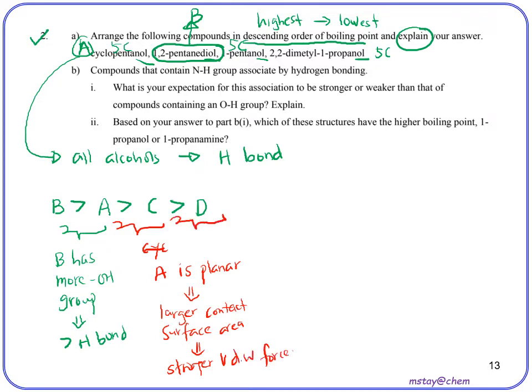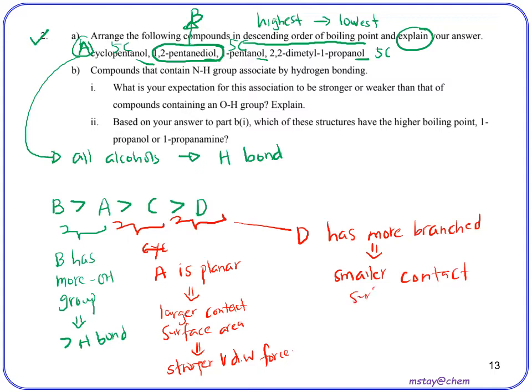Then we have C and D, so maybe you can mention that D has more branches. So it has a smaller contact surface area, and then this will cause a weaker van der Waals force.